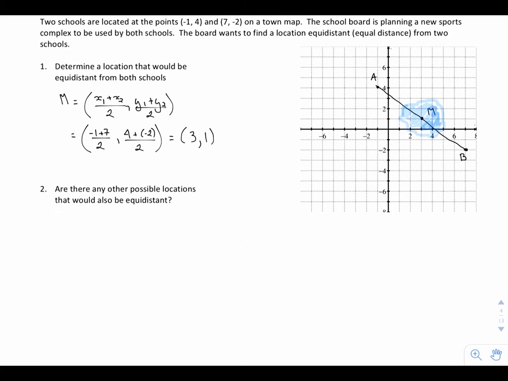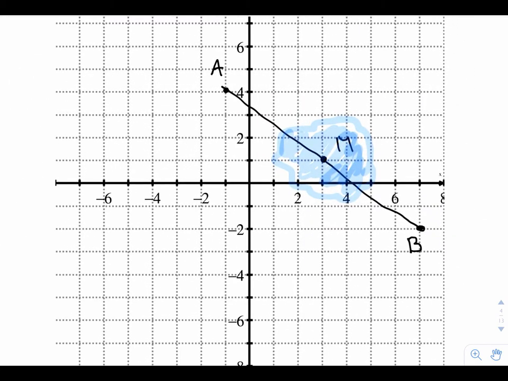But are there any other possible locations where I could put this sports complex? Let's take a close look. I cannot build it in here because I'm in the middle of a lake. However, if I were to make a line, say a perpendicular line, through that midpoint, at a right angle, and take a point, say at the edge here of that lake, connect it with a line to B and a line to A, that will be, again, the same distance from both the schools.